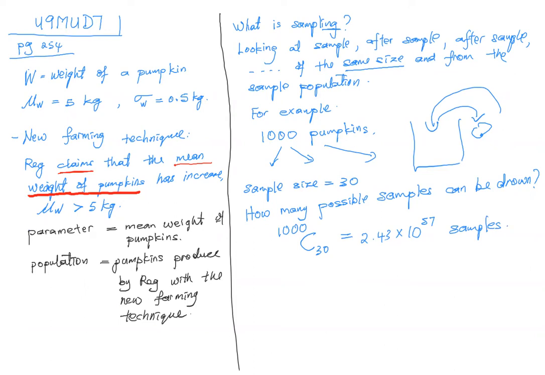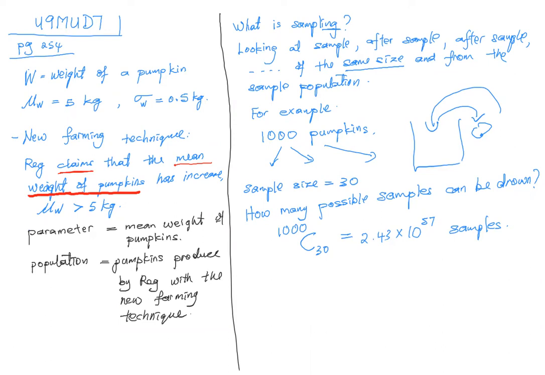Is it possible for us to do all? Definitely no. So when the population is too big, if we want to know about the population, we draw samples. But if you talk about 1,000 pumpkins, it is still possible to weigh all the 1,000 pumpkins and get the mean, correct? But it's also too many. 1,000 pumpkins is a lot.